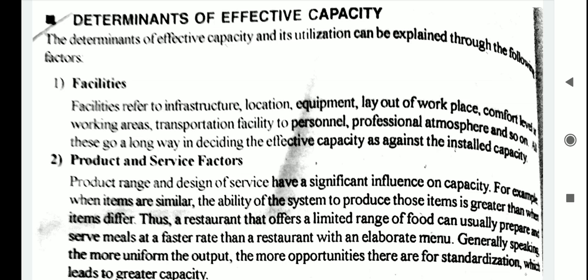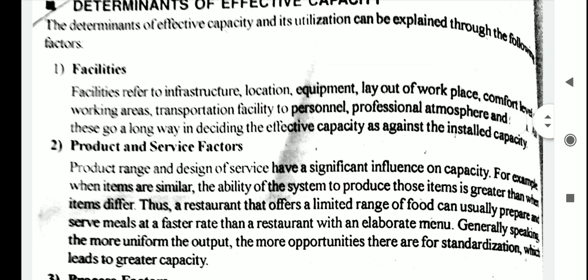The first one is facilities, second is product and service factors, third is process factors, fourth is human factors, fifth is policy factors, sixth is operational factors, seventh is supply chain factors, and eighth is external factors. These are the factors which affect the capacity, the determinants of effective capacity.